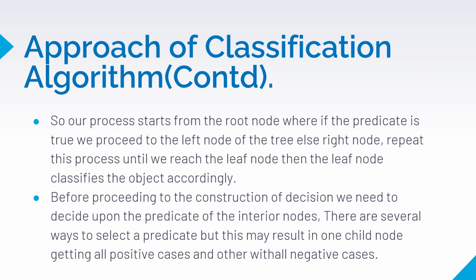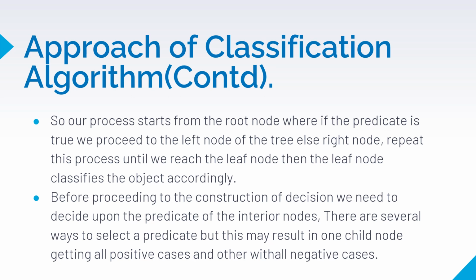So our process basically starts from the root node, where the predicate is decided whether it is true or false. If the predicate is true, we proceed with the left child node, or else we proceed with the right child node. Repeat this until we reach the leaf node, and then the leaf node classifies the object accordingly. Before constructing the decision tree, we need to decide upon the predicate of the internal nodes. There are several ways to select a predicate, but one must be very careful while doing so, as this may result in one child getting more positive cases and the other getting all negative cases.